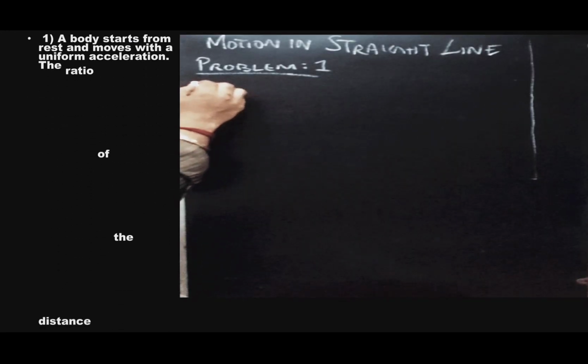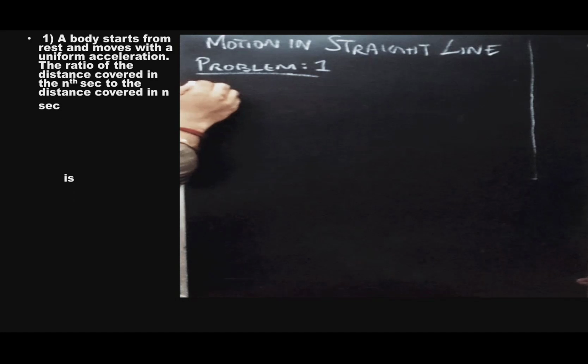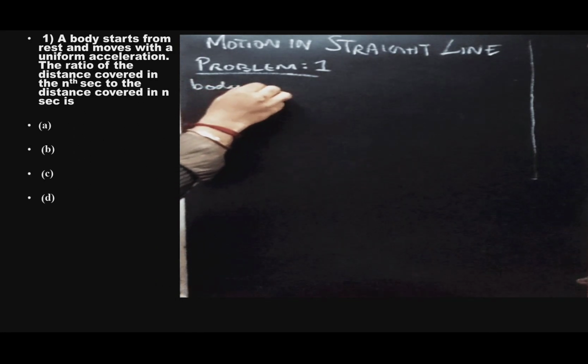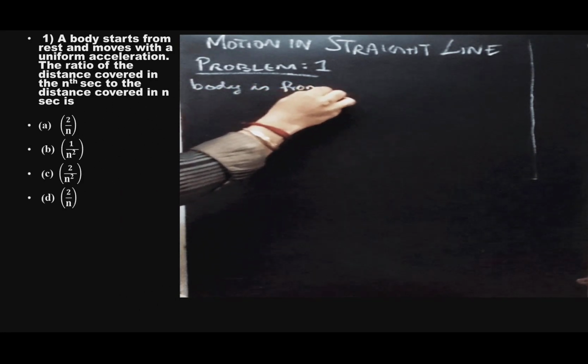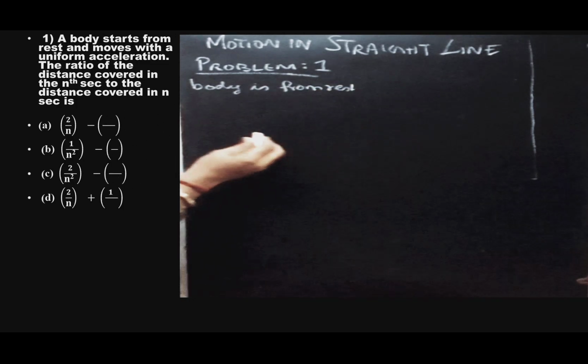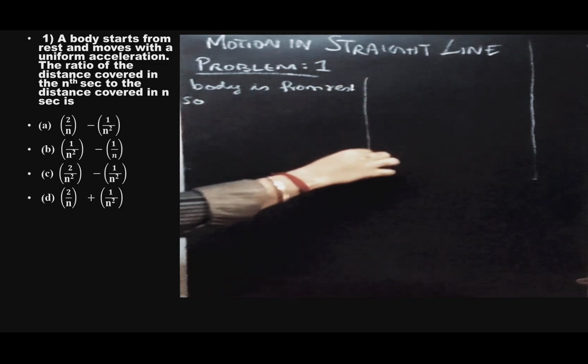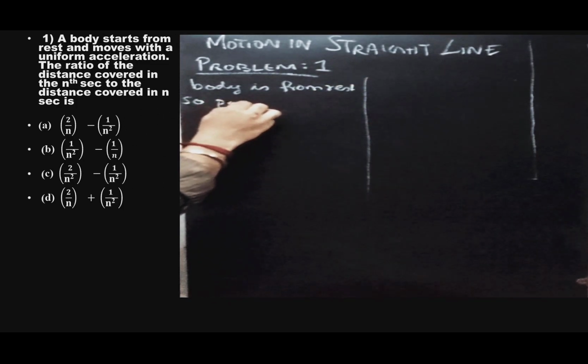Now we are going to discuss problem number 1. A body starts from rest and moves with a uniform acceleration. The ratio of the distance covered in the nth second to the n seconds is given below. Now we are going to solve it.